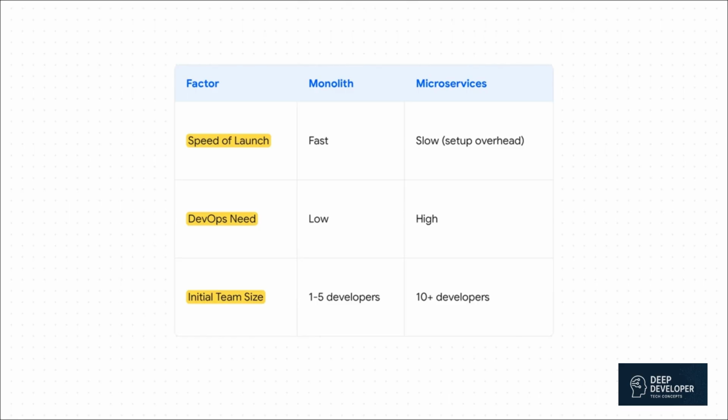With a monolith, you can launch fast. Your DevOps needs are low, which makes it perfect when you've got a small team, say 1 to 5 developers. Microservices, on the other hand, have a ton of setup overhead and really demand a bigger team from day one. The takeaway here is simple. If you want to ship fast with a small crew, the monolith is your best friend.